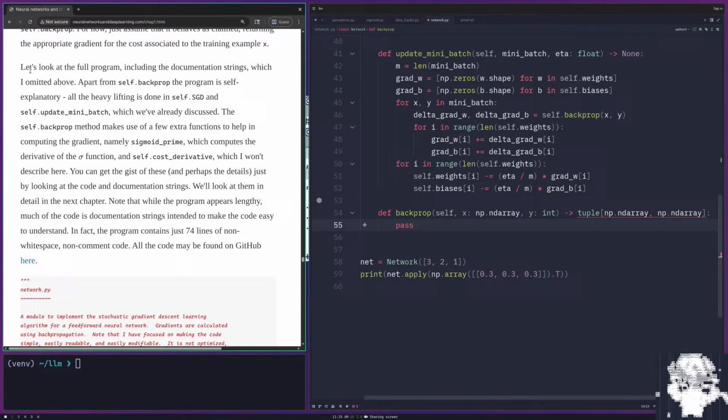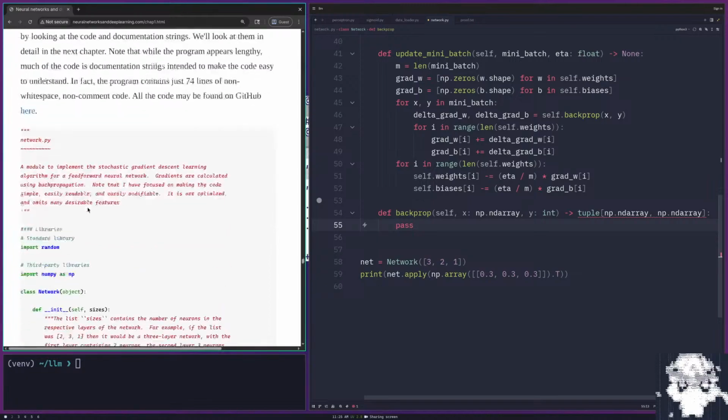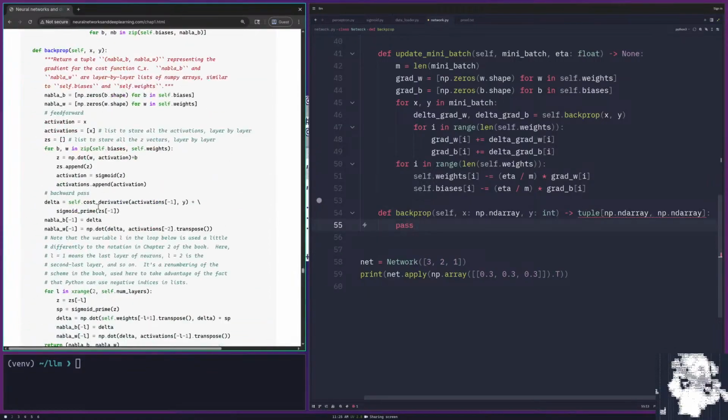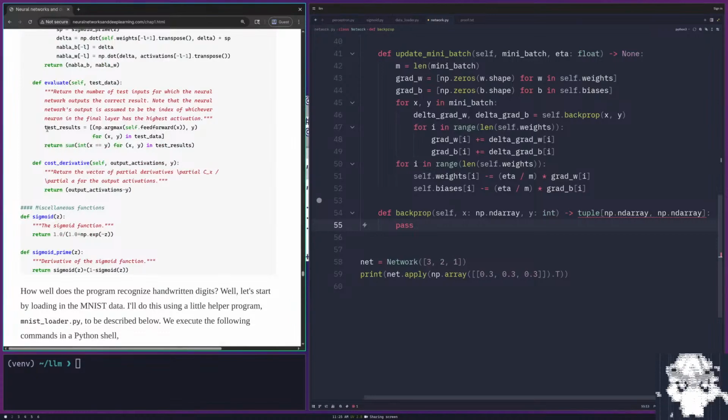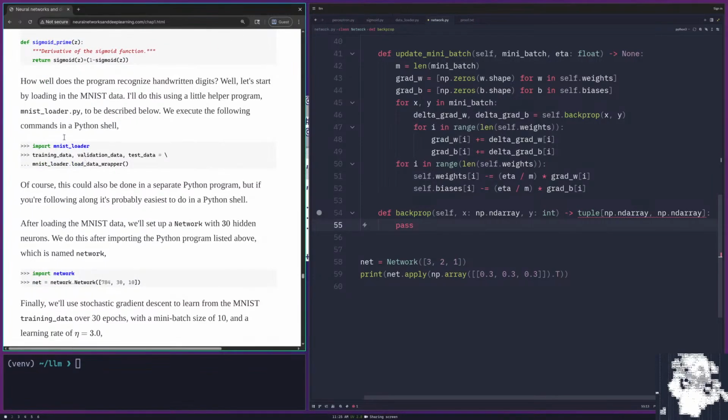Let's look at the full program, including the documentation strings, which I omitted above. Okay, we read this last time, so we're going to skip over this. Backprop is implemented. We don't know how to do that yet. Evaluate we could just do. This is just checking how it does. But we're going to leave that for when we're actually running the code.